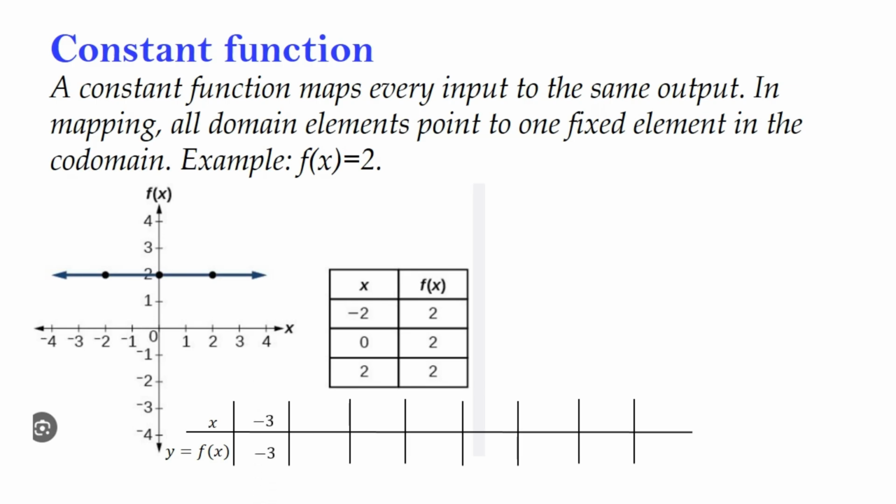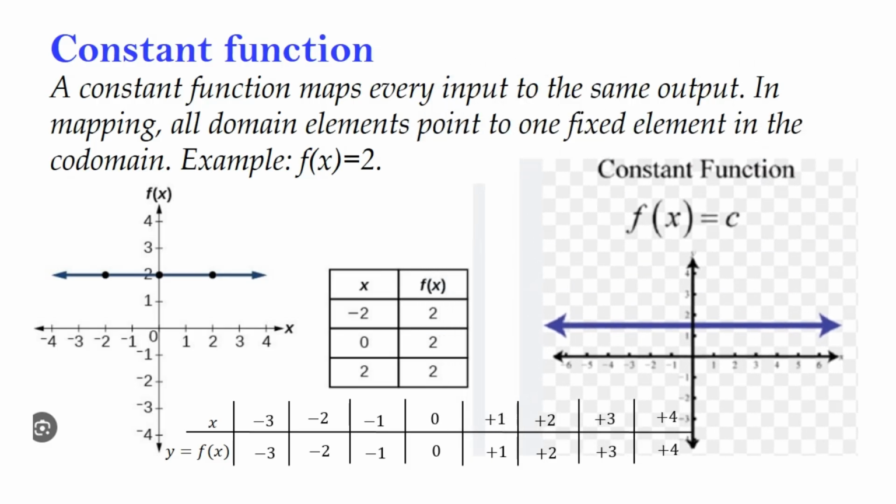A constant function is a type of function where every input from the domain is mapped to the same output in the codomain, regardless of the input value. In a mapping diagram, this means that all arrows from the domain elements point to a single fixed element in the codomain. For example, for f of x equals 3, every input value, no matter what, maps to the output 3.